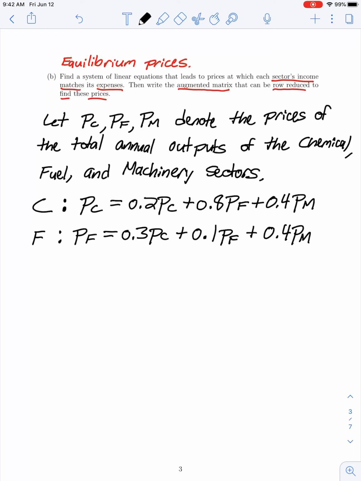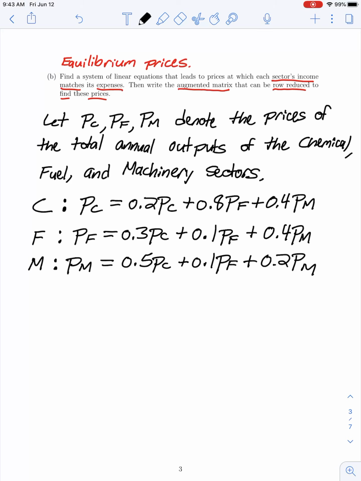And lastly, for the machinery sector, their total annual income would be the price for their total annual output, which has to equal their expenses. So looking back at our change table, they were purchasing 50% of the output from the coal sector, 10% of the output from the fuel sector, and 20% of the output from the machinery sector.